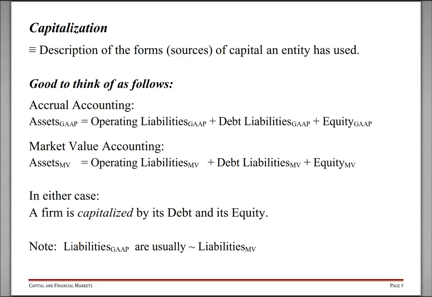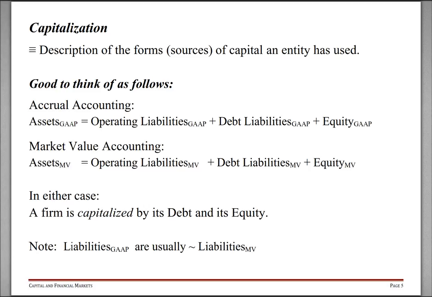So we could say assets, according to generally agreed upon accounting principles, is equal to the firm's operating liabilities. That's stuff it has to pay from its day-to-day operations, invoices it has for supplies it's gotten, electric bills, stuff like that, plus debt liabilities. So those would be liabilities from raising capital, issuing bonds or taking out loans, plus equity on a GAAP basis.